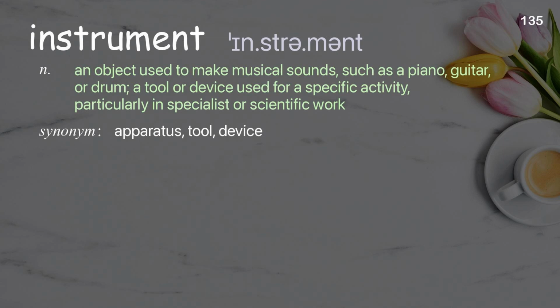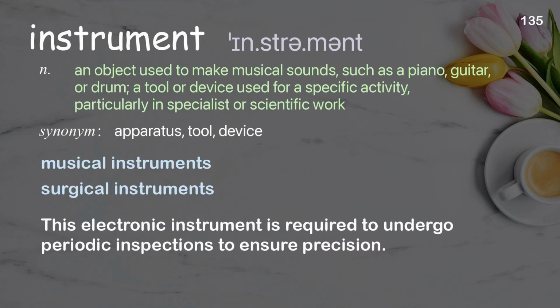Instrument: An object used to make musical sounds, such as a piano, guitar, or drum; a tool or device used for a specific activity, particularly in specialist or scientific work. Examples: Musical instruments, Surgical instruments. This electronic instrument is required to undergo periodic inspections to ensure precision.